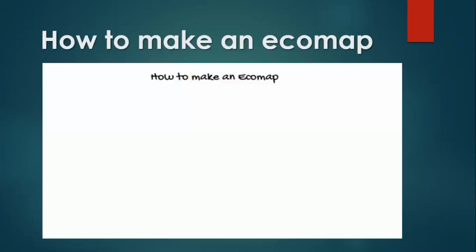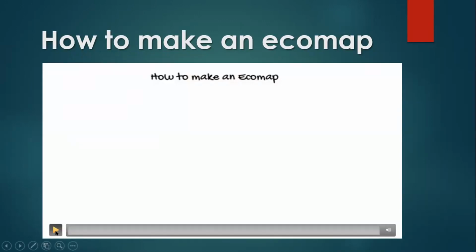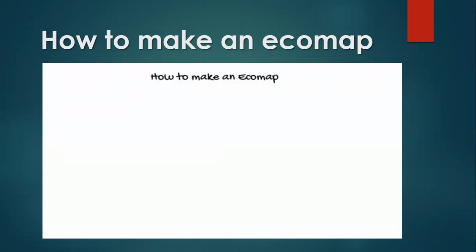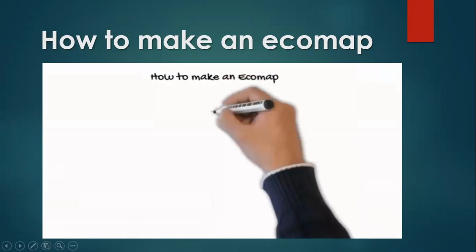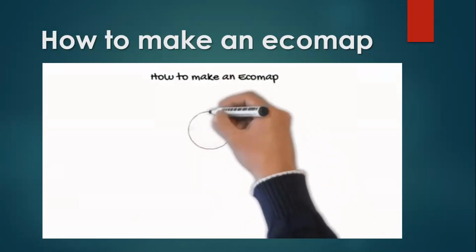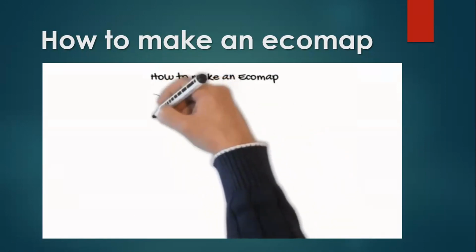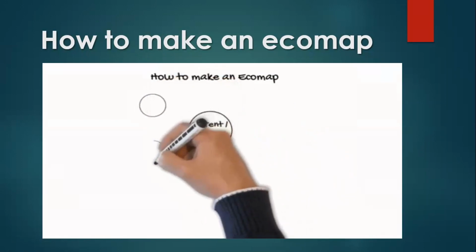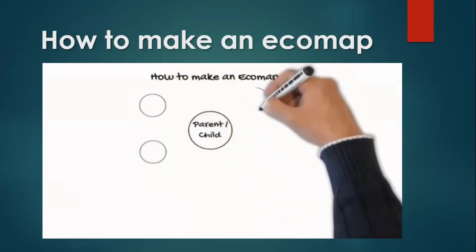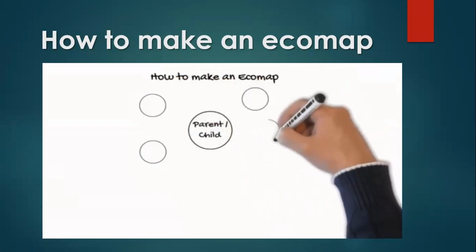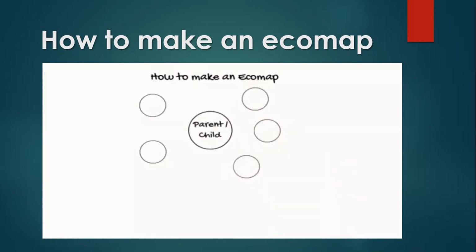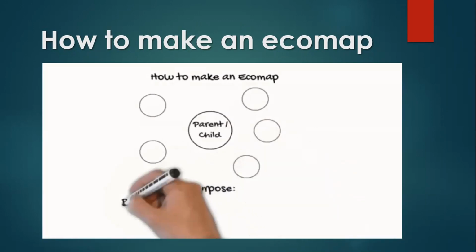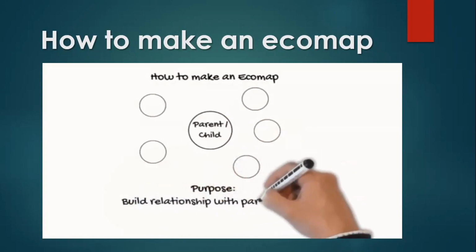Now, to better illustrate how to make an eco map, we'd like to share a short video on how it's done. In this video, we will explain how to make an eco map. An eco map is a diagram showing the social and personal relationships of an individual. As we make an eco map, we put the parent or child in the center and visually display the key relationships they have. We talk with parents and children from a strength-based and person-centered perspective, forming a relationship in which we work together to empower the parent or child.